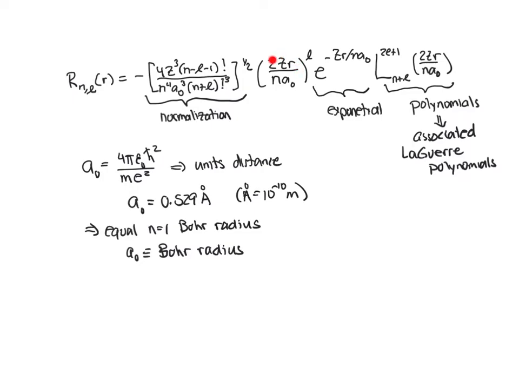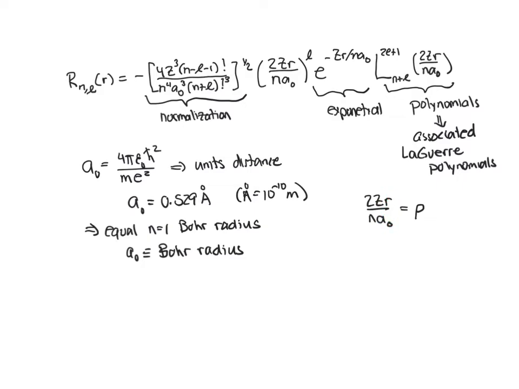Now we can also see that this 2Zr over na naught shows up as a variable pretty much in each part of this equation. So let's think about what 2Zr over na naught might be. We're going to call that rho, and it is going to be the variable that we use in this equation. Notice that 2 has no units, Z is just the atomic number, it has no units, n is a quantum number, it has no units, r has units of distance, and a naught has units of distance.